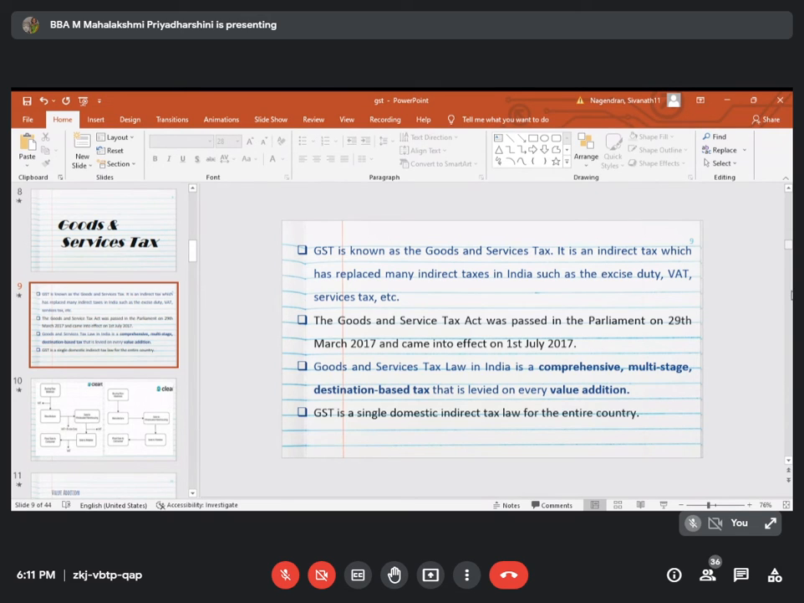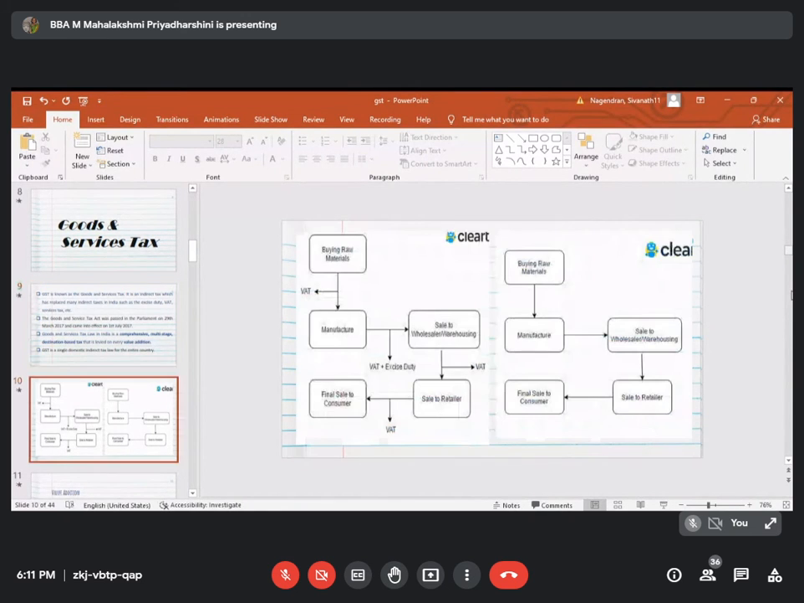And this is levied on every value addition, because at every stage we are calculating some percentage and reducing it from the already paid tax, right? ஒவ்வொரு ஸ்டேஜும் நம்ம என்ன பண்றோம், ஜிஎஸ்டி கால்குலேட் பண்றோம். அதுல ஆல்ரெடி பே பண்ணிருக்க டாக்ஸ் மணியை நம்ம ரெடியூஸ் பண்ணிட்டு பேலன்ஸ் இருக்கிறத மட்டும் தான் பே பண்றோம். And GST is a single domestic indirect tax law for the entire country. It is applying all over the country.